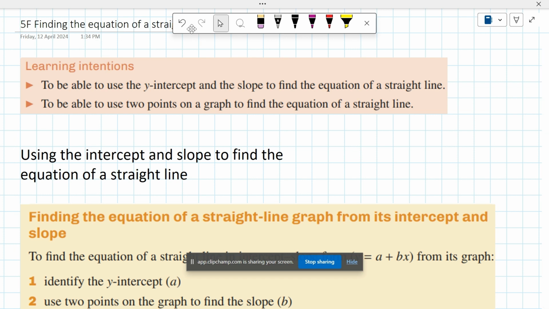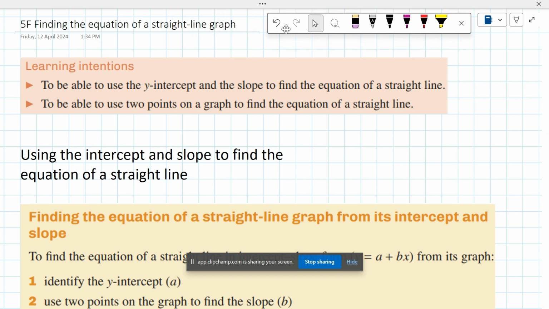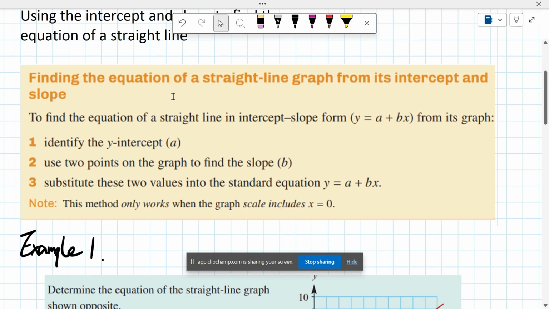So we're going to find the equations of the straight line graph. As we said before, the intercept-slope form is y equal to a plus bx. The first thing is to identify the y-intercept, then use 2 points to find the slope, and then substitute the two values into y equal to a plus bx, and then that works.